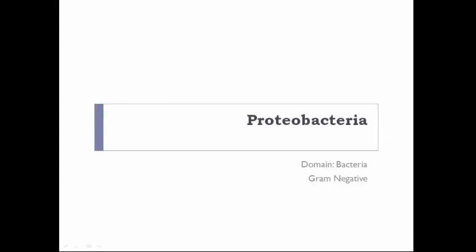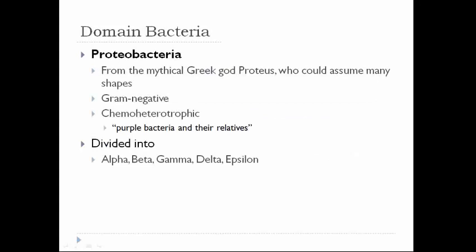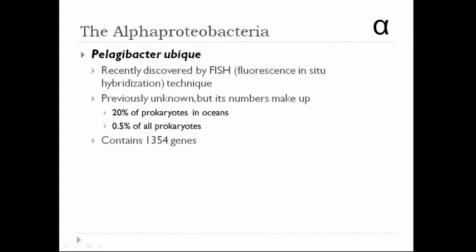So first, the proteobacteria. They are bacteria and they're gram-negative. The name proteobacteria comes from the name of a Greek god, which was able to assume many shapes. They're gram-negative. They are chemoheterotrophic, and they're divided into alpha, beta, gamma, delta, and epsilon groups. Now, the first one is not very exciting, except that it is 0.5% of all prokaryotes that we know of. If we took a sample someplace, 0.5% of the sample would be this organism. Or 20% of all prokaryotes in the ocean are this organism.